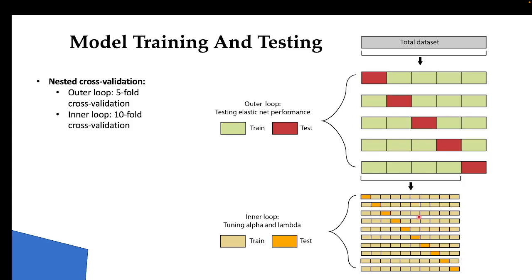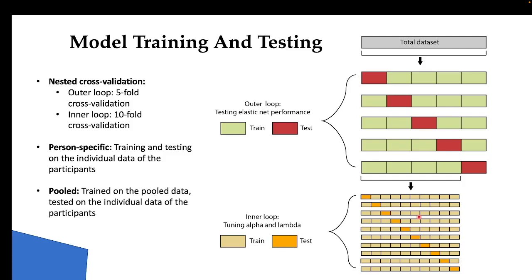But how do we do a person-specific model and how do we do a pooled model? Well, in a person-specific model, you just use the data of one individual to train and test your model. However, in a pooled model, you pool all the training folds of the different individuals, train your model, and then test it on the individual testing folds of the different individuals. Now, that was the introduction into the theoretical concepts behind the NLML app. Now, let's move on to the app.